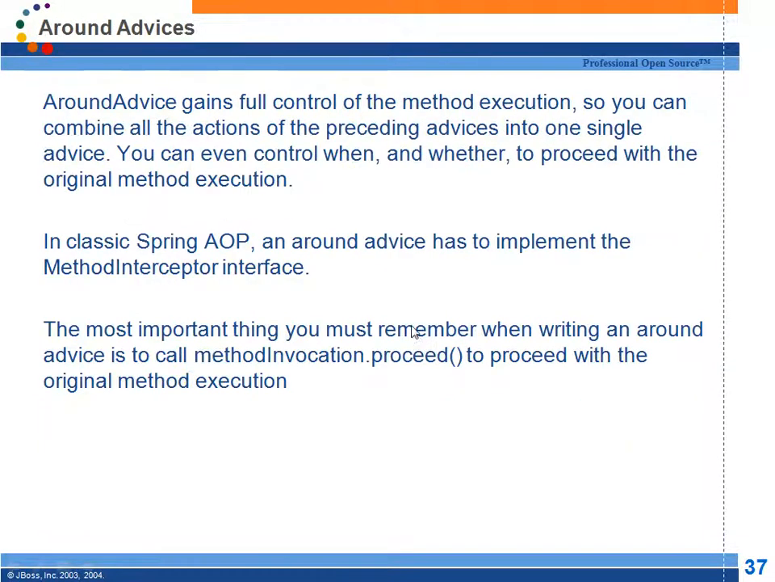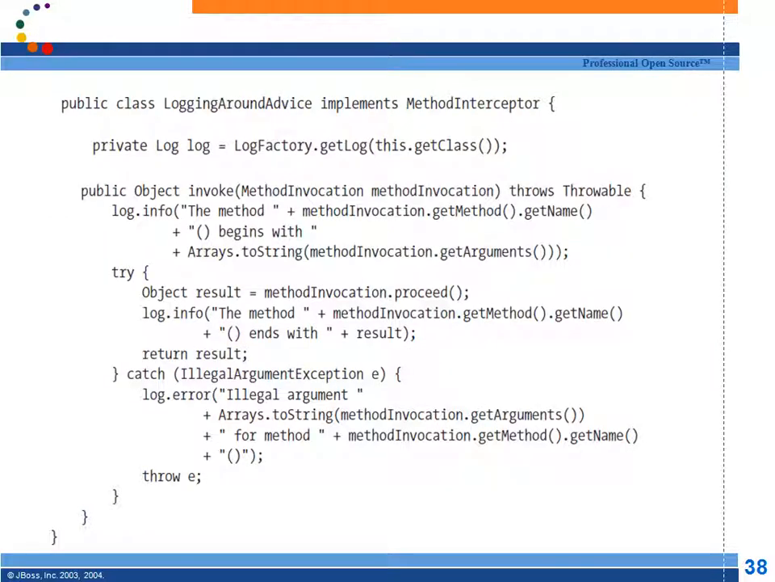Next one, around advices. Fourth type of advice. If you want to do something before, after, and on an exception, see here. It should implement the MethodInterceptor interface, and you have to import it. You have to write a method called invoke, which takes MethodInvocation as a parameter. And see here, this is the code whatever you want to write before invoking the actual method. MethodInvocation.proceed will call the actual target method.